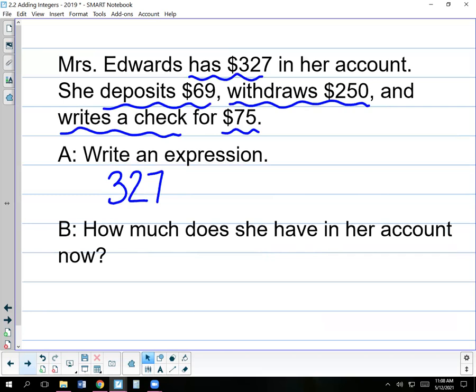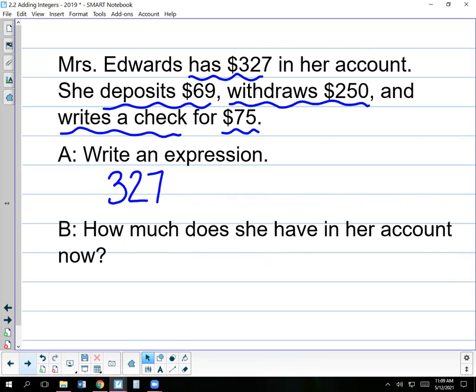Okay, write your expression. So right now I have $327 in the account. Then I deposit $69. And then I withdraw $250. And then I write a check for $75. What do I have left in my account? Okay, so first of all, when you write an expression, I should see it as a number sentence. So show what it looks like in one line across.